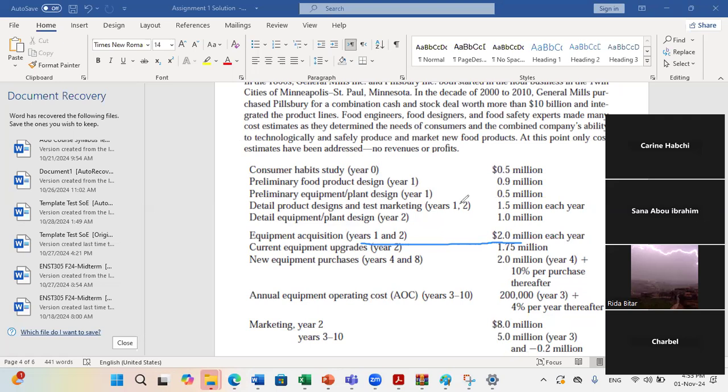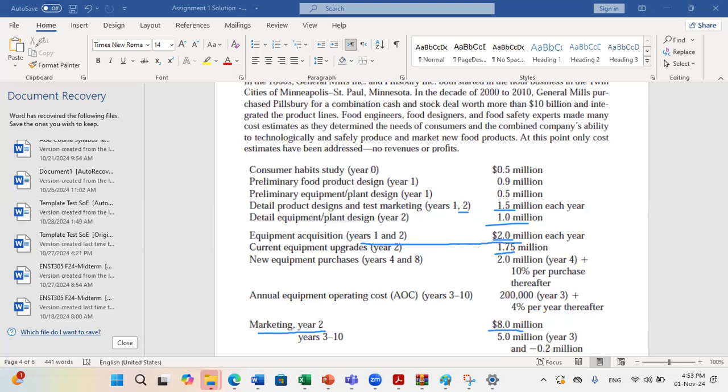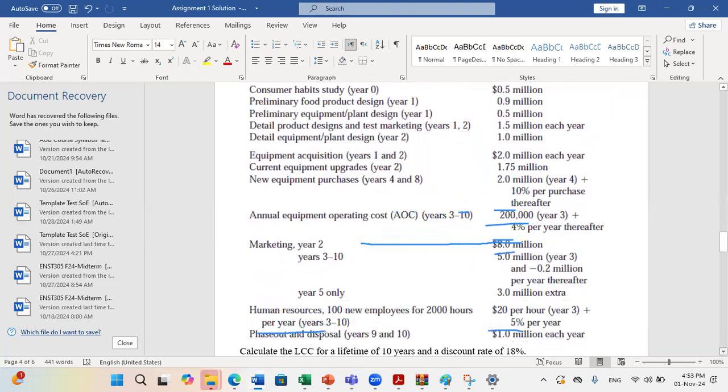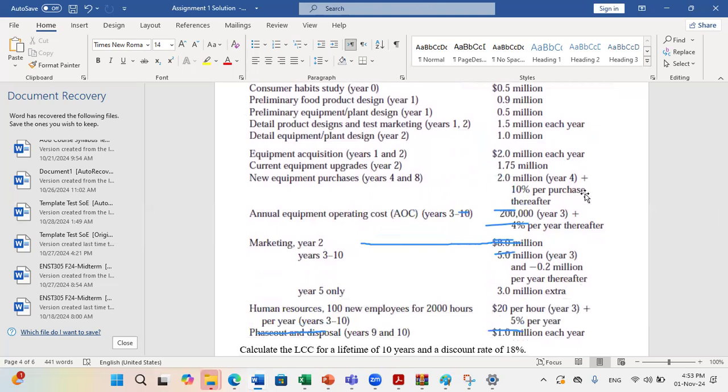I move now to year 2. For year 2, I have 1.5, 1, 2, okay, 1.75. And here marketing in second year also, it's 8. So I can list these costs for year 2. Now I can move to my year 3. Okay, for year 3, here I have some complex analysis to perform, because from 3, I have several pieces of information from 3 to 10. So how to deal with it in my Excel sheet?